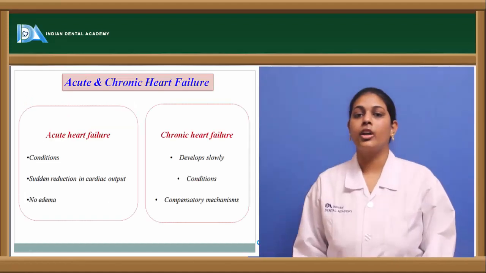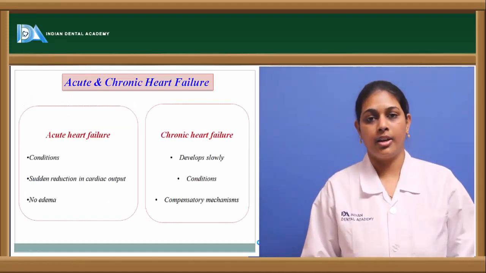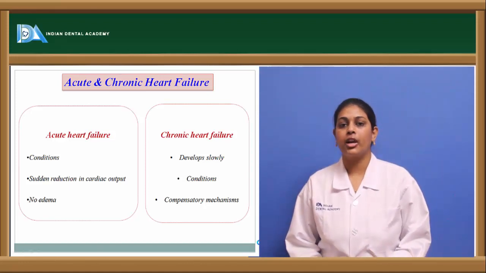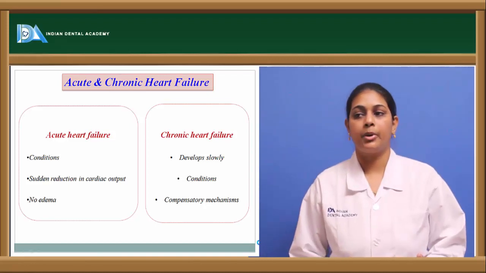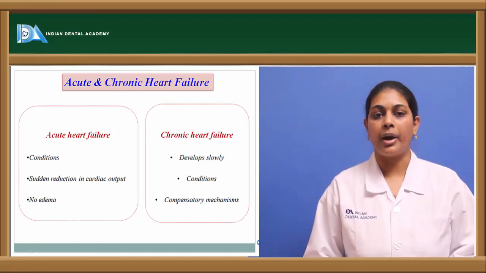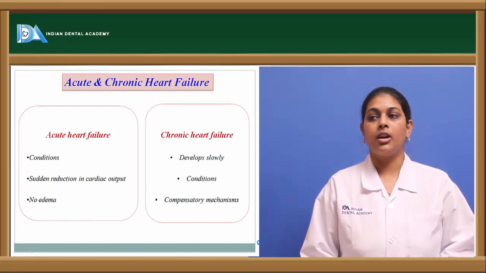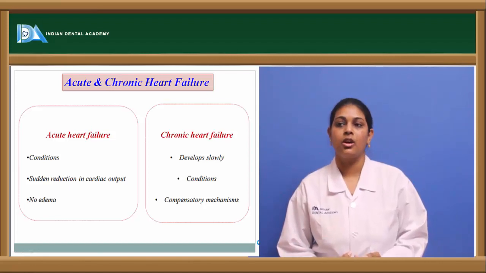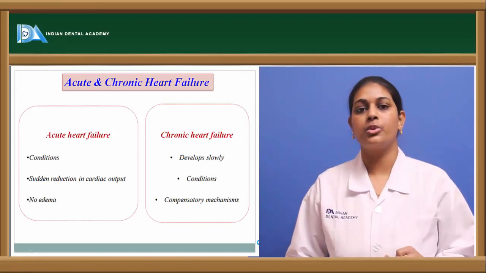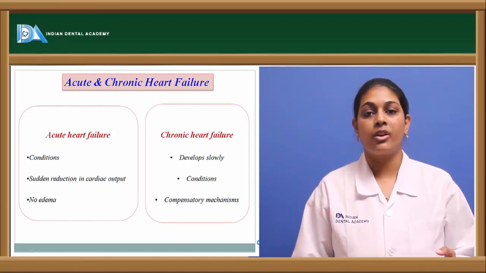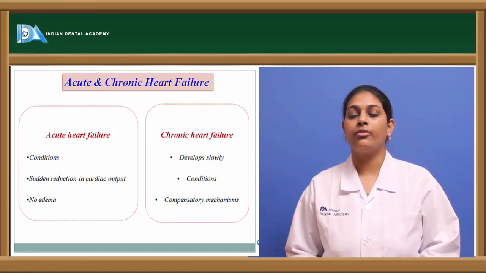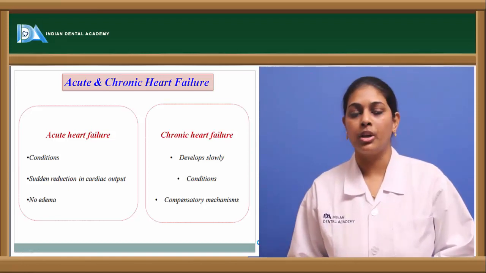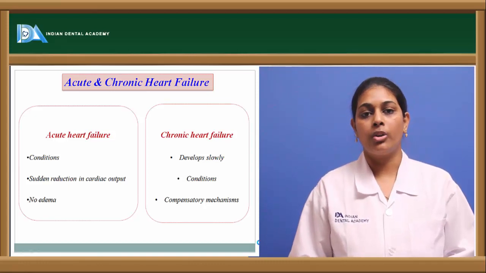Coming to acute and chronic heart failure, they are classified based on the onset. Acute heart failure occurs with rapid onset in conditions such as myocardial ischemia, bacterial toxemia, viral myocarditis and cardiac tamponade, which result in acute heart failure. Usually in acute heart failure there is a sudden reduction in the cardiac output, and this sudden reduction causes an overload on the myocardium.